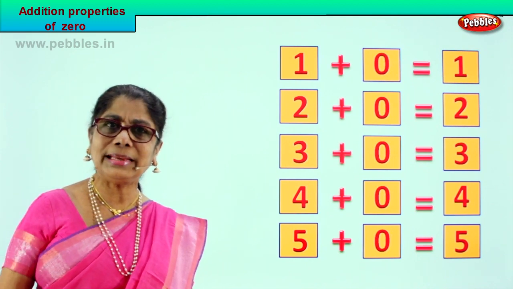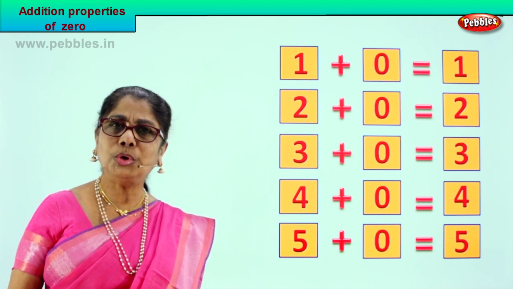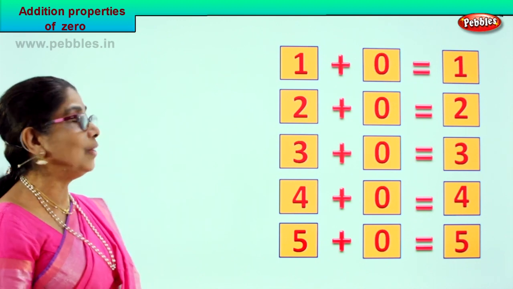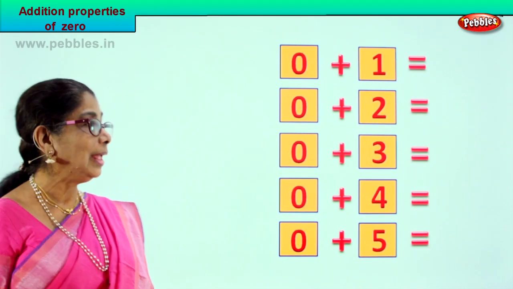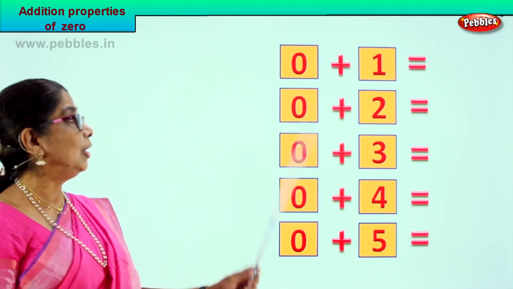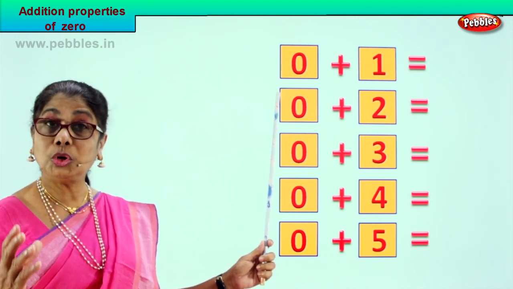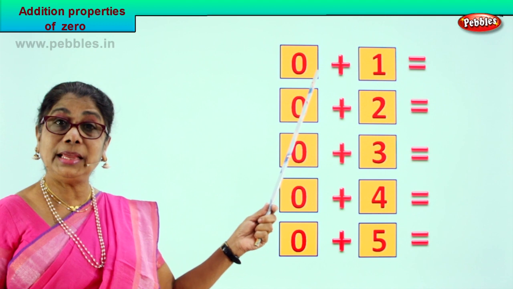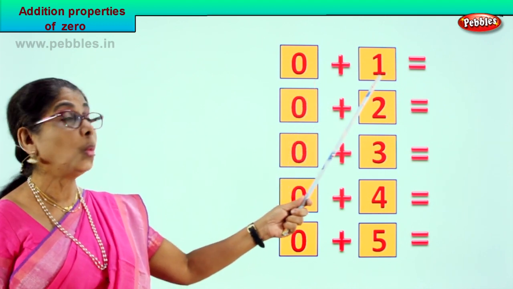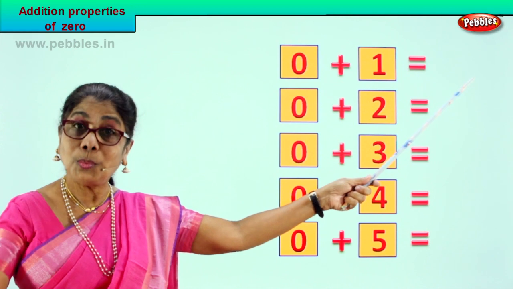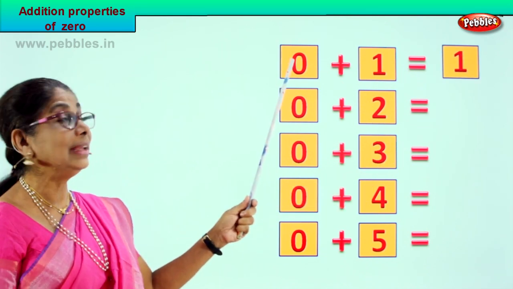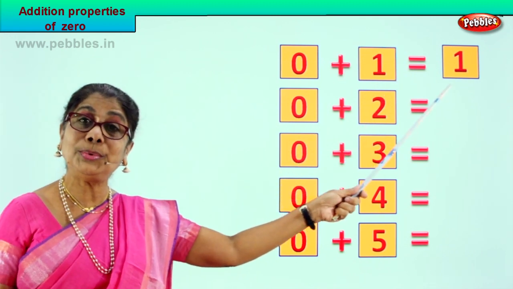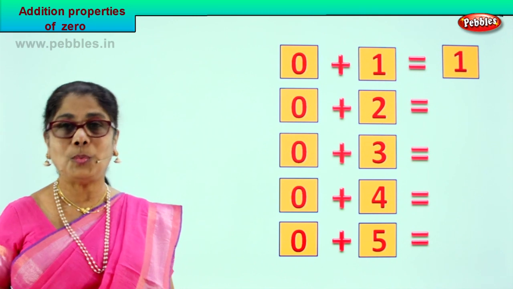Good. Shall we take another exercise and do some more to understand the concept of 0 in addition? Good. Let's look at the next exercise. Look carefully, observe, read with me. Now here we have 0 first. 0 plus 1 is equal to 1 itself. Look once again. 0 plus 1 is equal to number itself, 1.